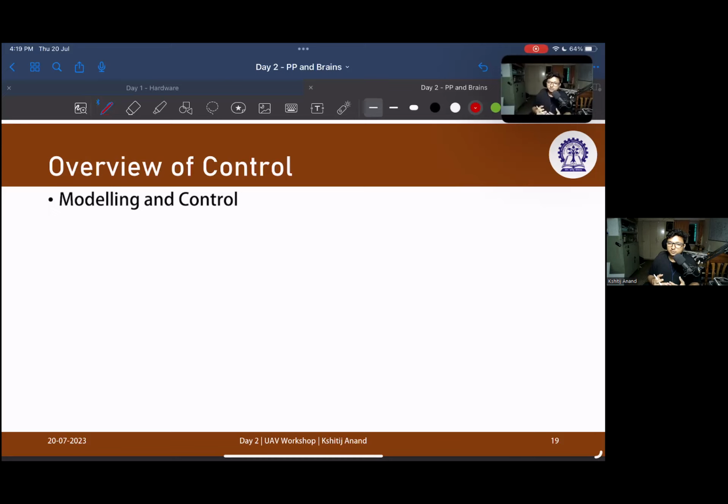Then we are going to see the manual digital transmitter and receiver. How do you program it? How do you configure it? And then we are going to have a look at the APM board, the ArduPilot board.